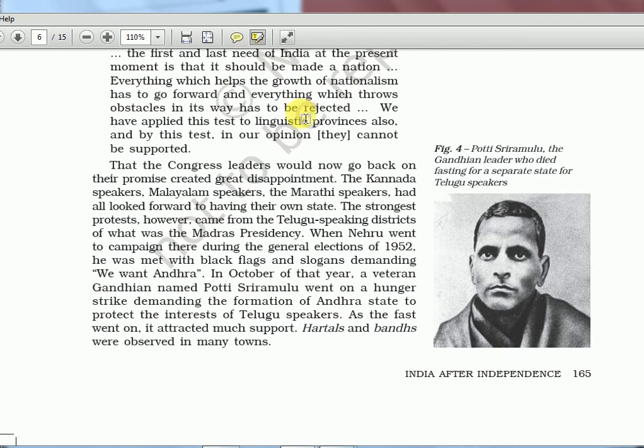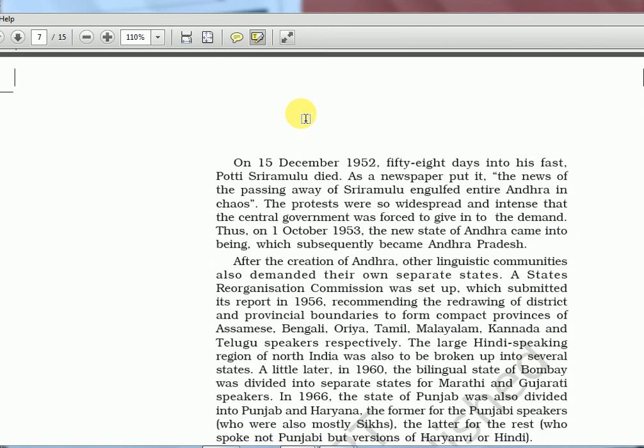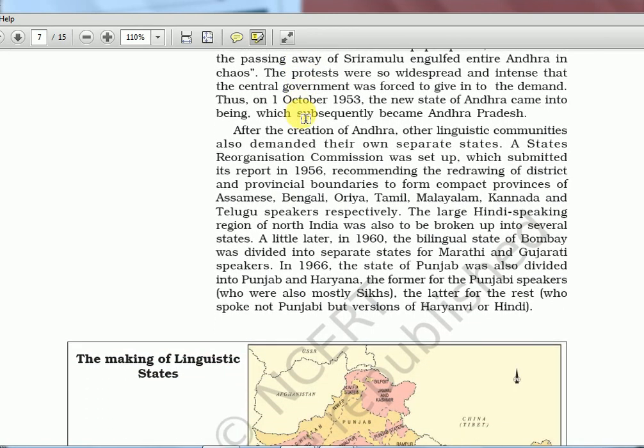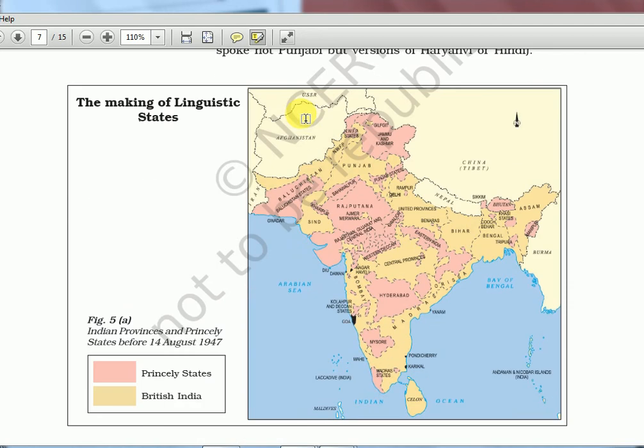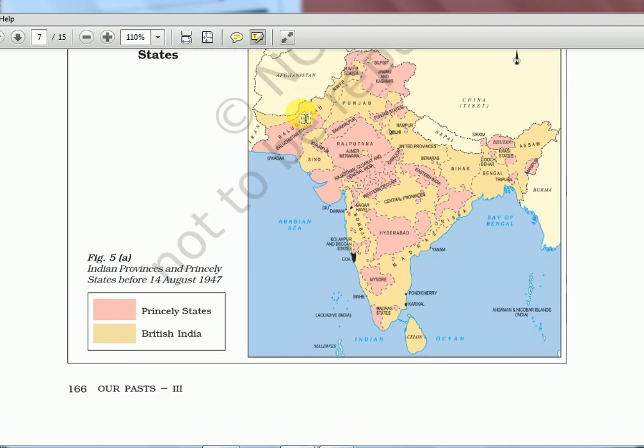Then this is again the same story which I told you, language based splitter, so we don't need to zoom in. I'm telling you the story anyway, so that is why I'm not highlighting anything. Okay, Sri Ramalu, then different commissions came, then languages came, then again the states formation. Okay, you don't need to do it by heart, but the pink one is the princely states, the other one is the British territory, so British India.